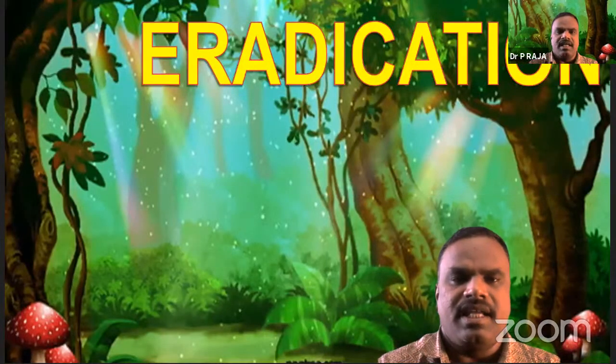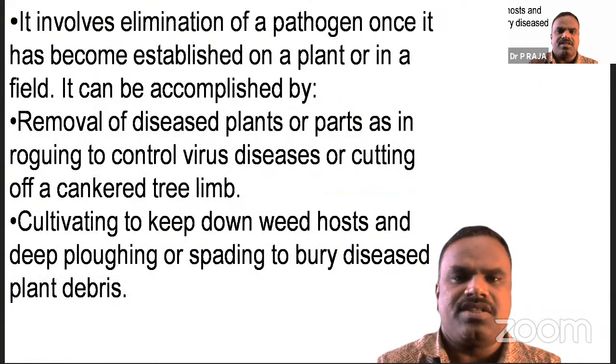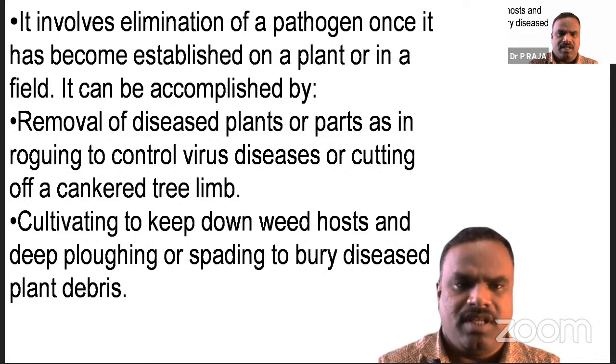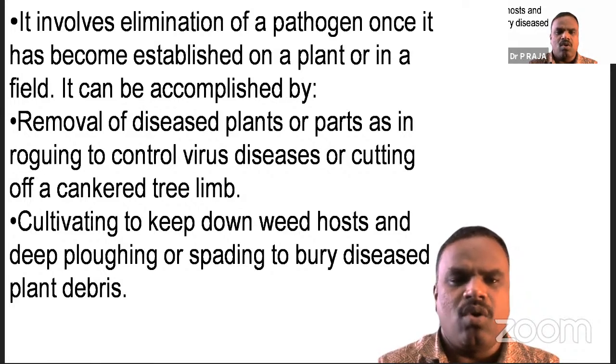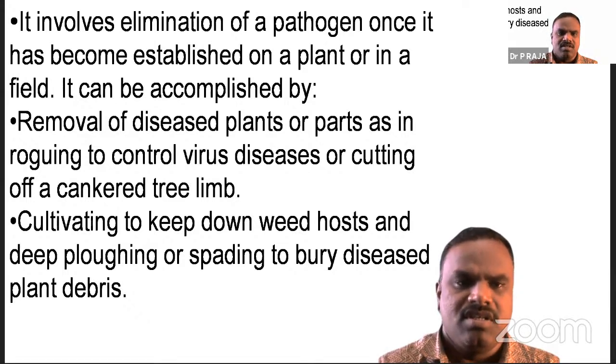The next one is eradication. In eradication, if you find a diseased sample, if any bulbs are rotten, or any tree species you're bringing is wilted, it is better to eliminate and eradicate them. The first one is removal of diseased plants or parts, like roguing to control virus disease, or cutting the canker tree limbs. Just cut that diseased part and you can apply Borax paste on the cut end wounds. In that way, we can remove the pathogen.